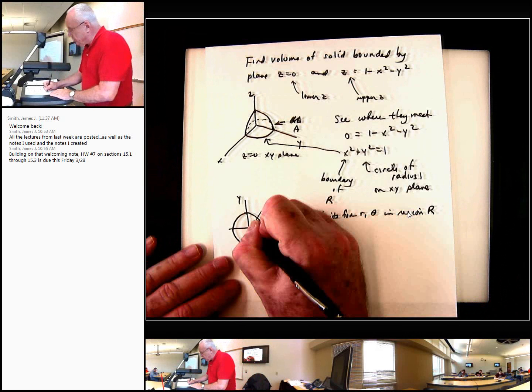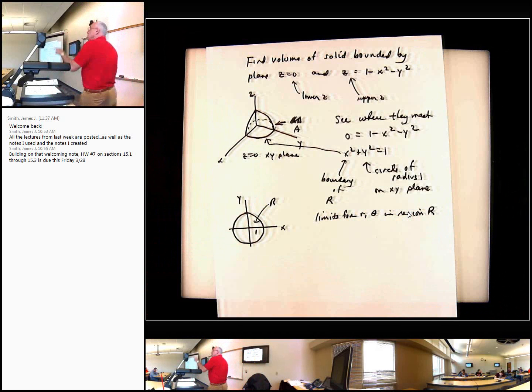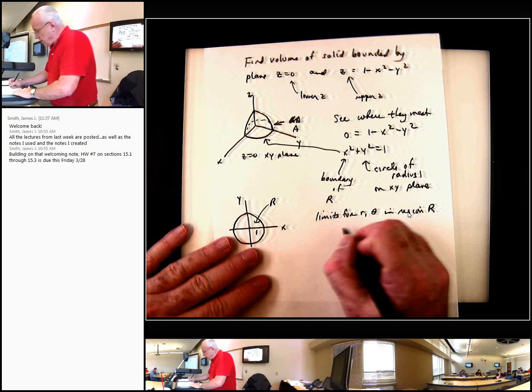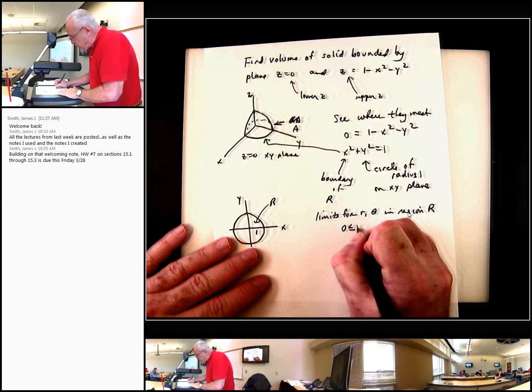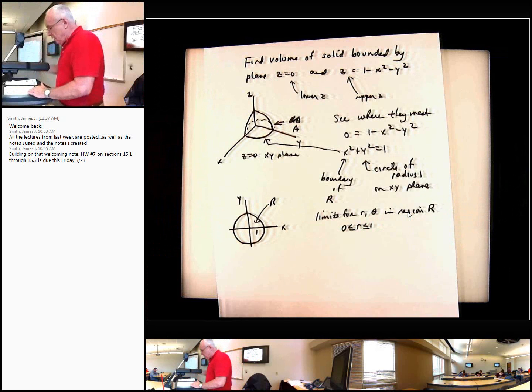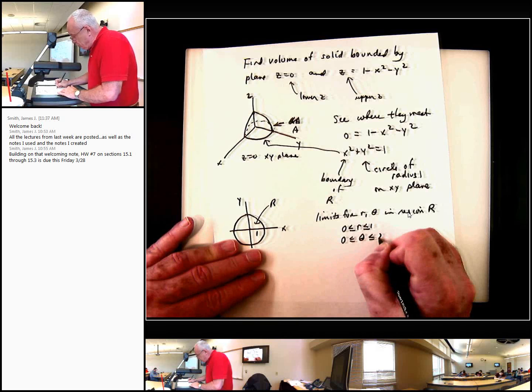r starts at 0 and it goes up to what value? No, that's theta. Theta goes from 0 to 2 pi. I'm talking about the radius, distance from 0. No, this is the circle of radius 1, so it goes to 1. So r goes from 0 to 1, radius 1, and of course theta goes all the way around. What Jordan says, it goes from 0 to 2 pi.